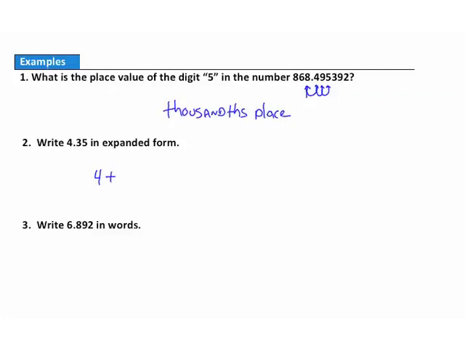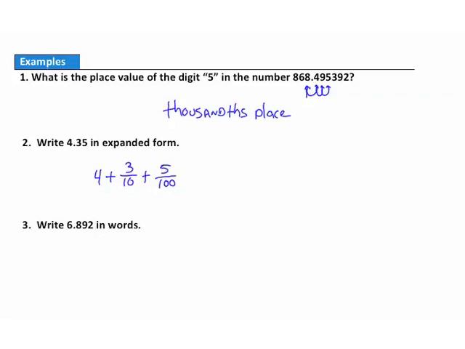Now I'm going to go to the next place, which is the 3. Well, that 3 is in the tenths place. So I'm going to write that as the fraction 3/10. Put another addition sign, go to the next digit, which is the 5. That digit is in the hundredths place. So I'm going to write that as the fraction 5 over 100. And there is 4.35 written in expanded form.